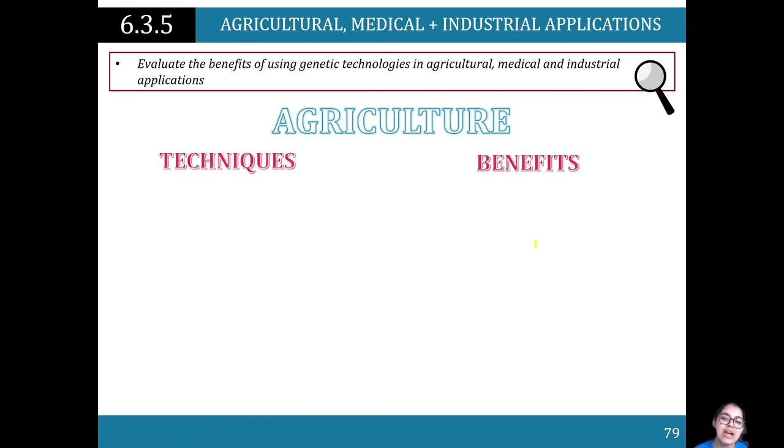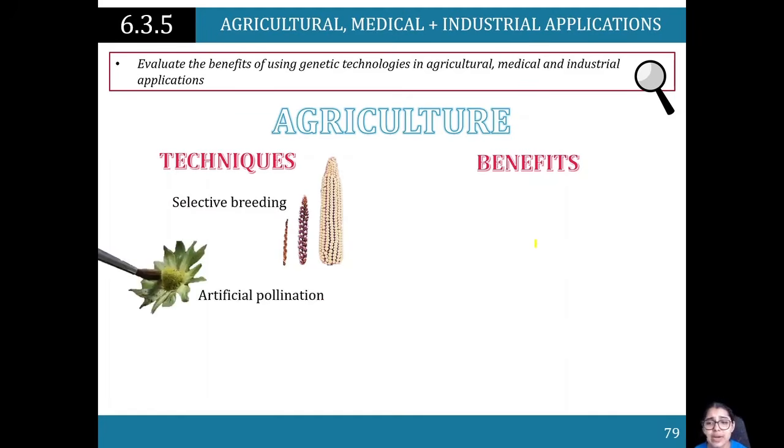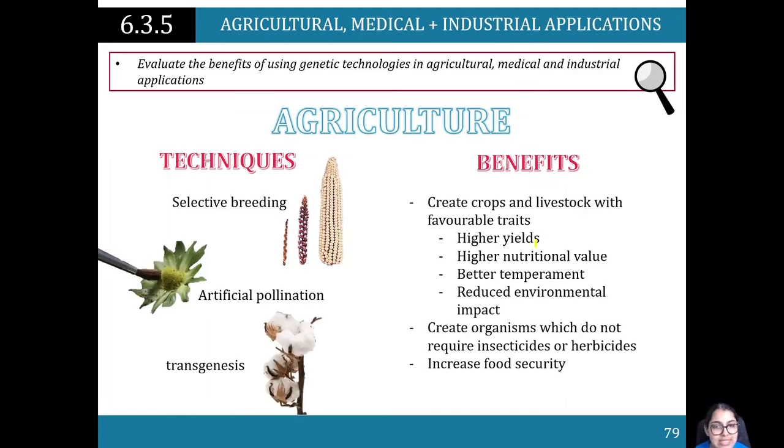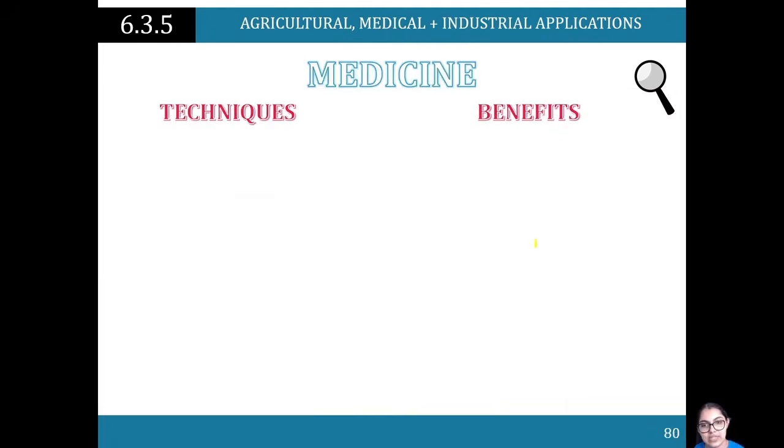So, agricultural techniques and benefits. Techniques include selective breeding, artificial pollination, and transgenesis. Benefits are that it leads to the creation of crops and livestock with favorable traits, high yields, high nutritional value, better temperament, and also reduced environmental impact. They can create organisms which do not require insecticides or herbicides, and it increases food security.